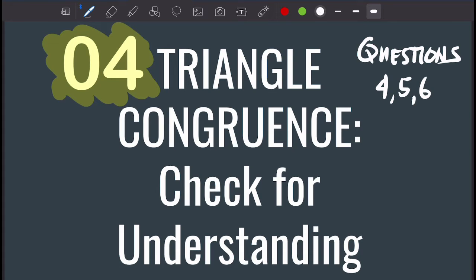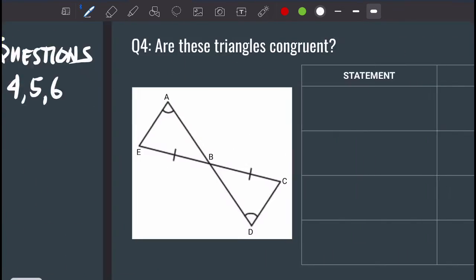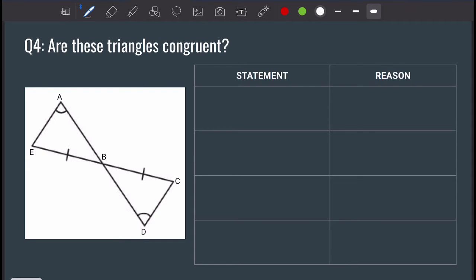Okay, this is part 2 of worksheet 04, Triangle Congruence Check for Understanding, and we are going to look at questions 4, 5, and 6. So let's look at question 4. Again, look at what is given.